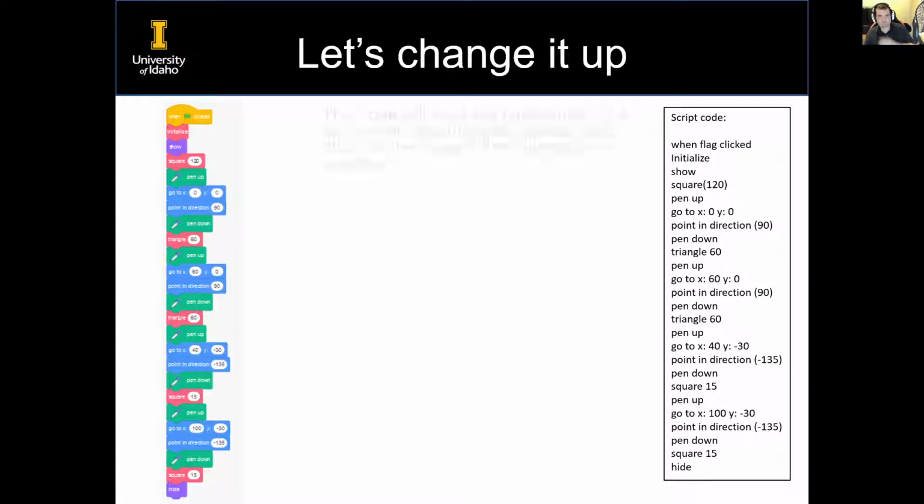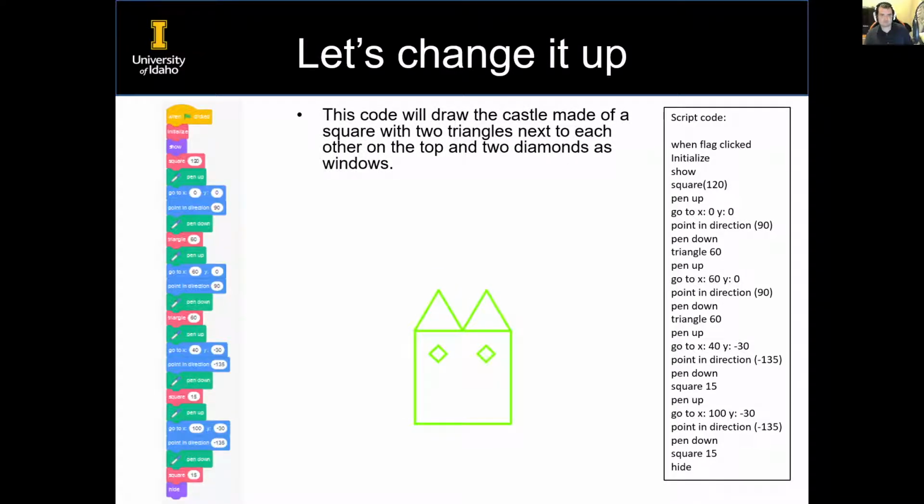Alright. Let's make some stuff happen. So what we're going to do is we're going to make a code so that we have a castle made of a square with two triangles next to each other at the top and two diamonds as windows. Some people see this as like a cat face. That's totally fine too. But let's go ahead and work through it.